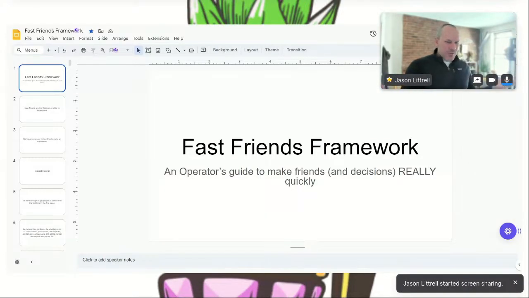Welcome to the Fast Friends framework. It's a mouthful. I call it F3 for short.